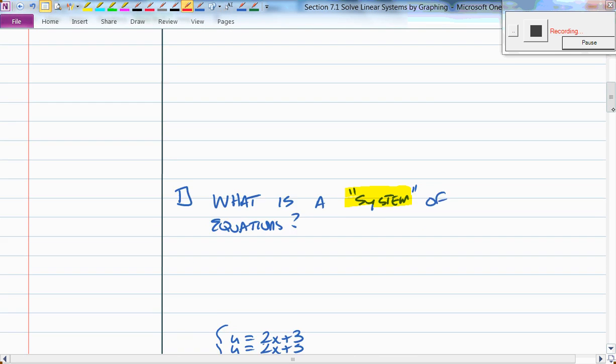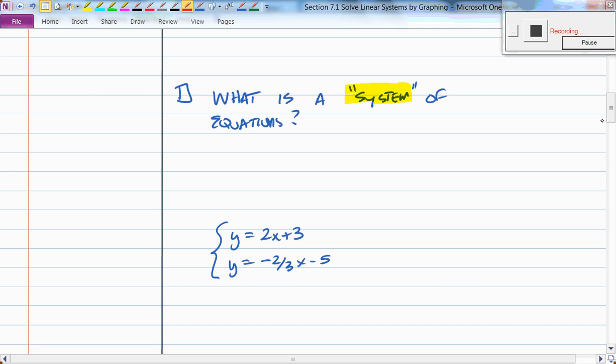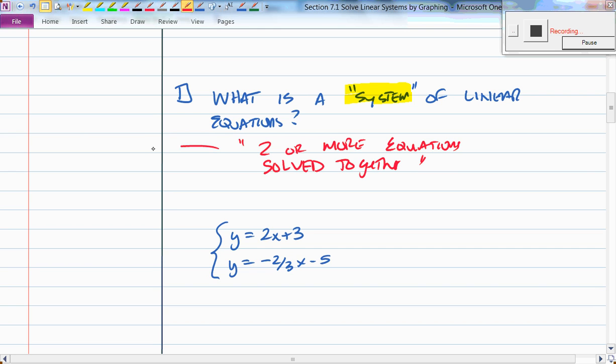Okay, let's get into what is a system of linear equations. The definition that we're going to use is basically just two or more equations that are solved together. That's our definition for a system of linear equations. It is two or more equations that are solved together.